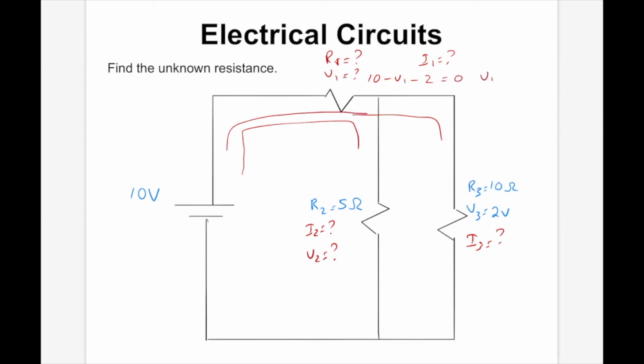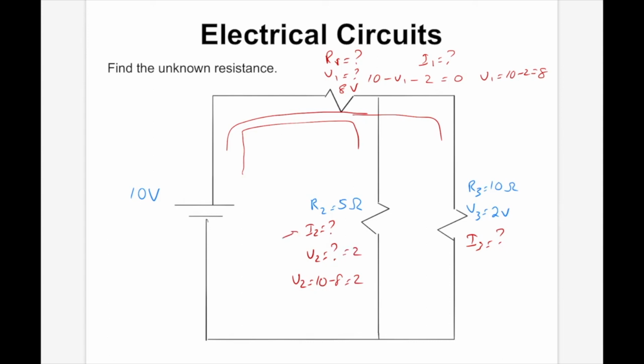So we can say that V1 is going to equal 10 minus 2, which is 8 volts. So we have 8 volts there. And that doesn't finish our question, but it helps us along the way. We're trying to find the unknown resistance, and we need to figure out everything else before we can do that. So we can now figure out V2. V2 is going to be equal to 10 minus the 8 that it loses in V1, and that's going to equal 2. So we know V2 is going to equal 2.